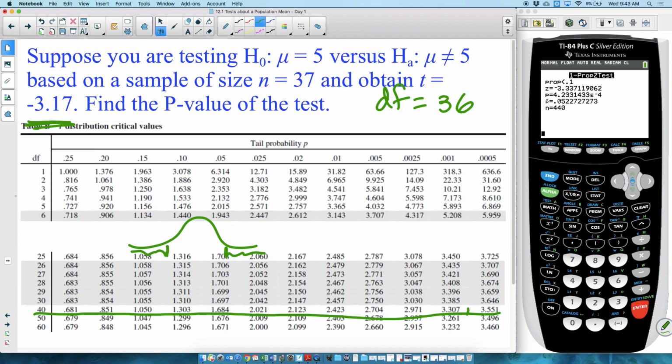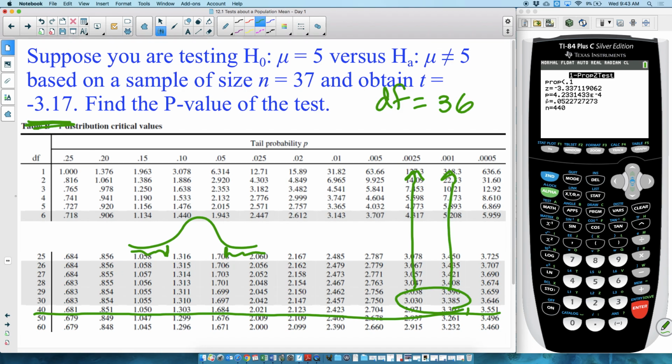So, am I on the right line here? This is my 30 line. I'm getting between 3.03 and 3.385. Is that 3.17? So now trace that up.